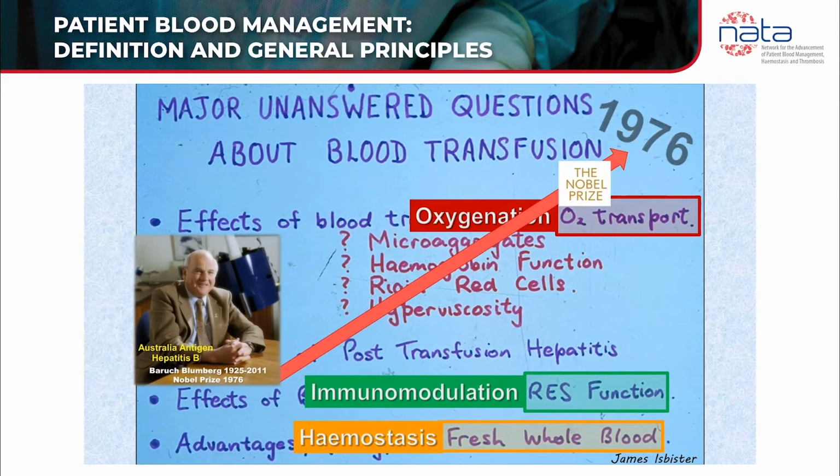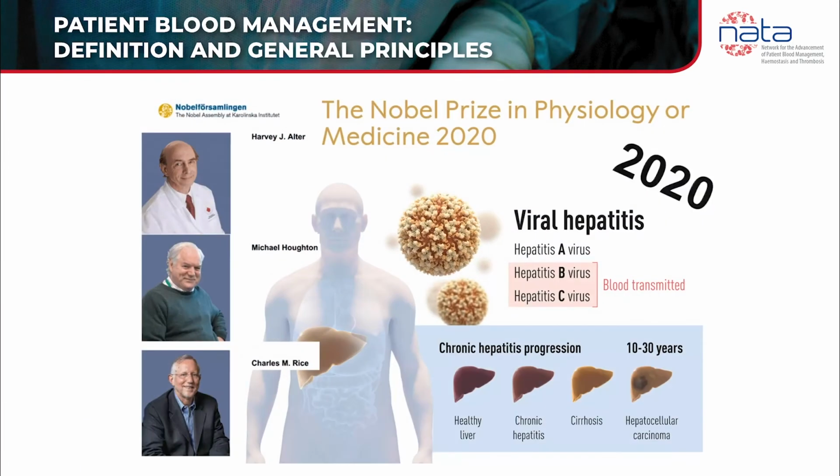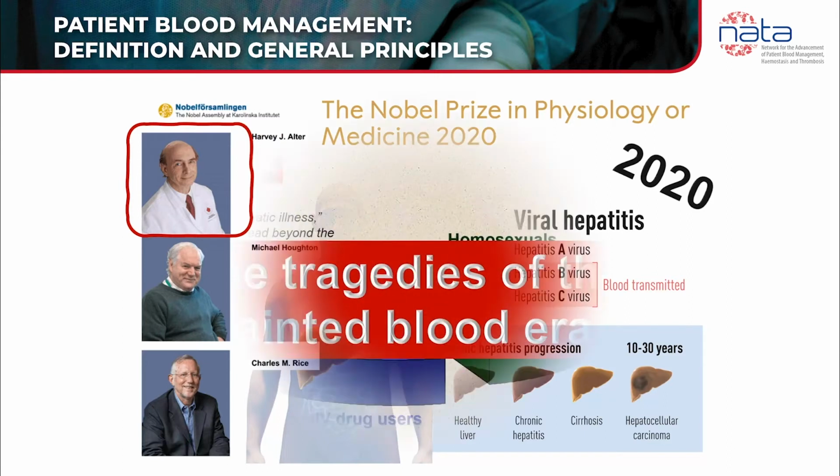It's interesting that in 1976, Bloomberg received a Nobel Prize for discovering the Australia antigen and the cause of hepatitis B. And this year, we have the Nobel Prize again being awarded for post-transfusion hepatitis, but in this case hepatitis C, and I'd like to acknowledge Harvey Alter because he was very much involved as a co-worker with Bloomberg in 1976, discovering the cause of hepatitis B.